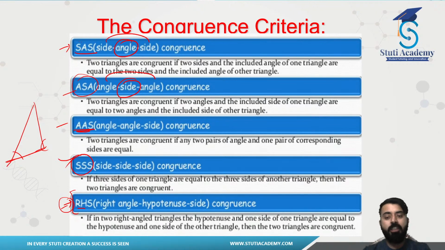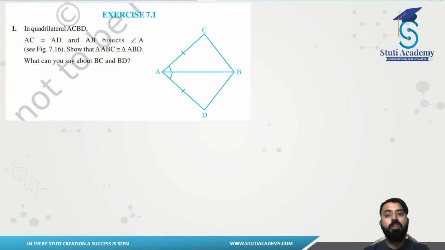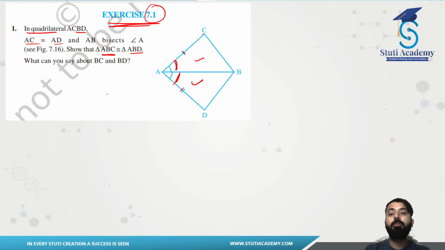Now let's move forward and see what we have. So now we are going to start with our exercise 7.1. This is quite easy. We have what? In quadrilateral ABCD, AC is equal to AD. AB bisects angle A. That means this portion right here will be the same as that one. That means angle CAB will be the same as DAB, because it is bisecting angle A. I have to show that triangle ABC and ABD both are congruent. That means these two triangles have to be congruent.